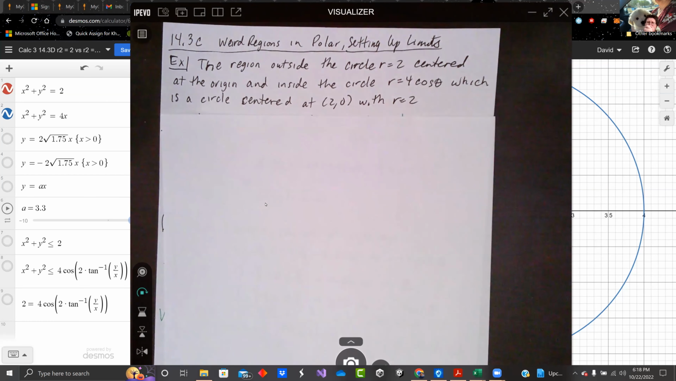This is 14.3, Calculus 3. We're working in polar coordinates for double integrals. Let's take a look at when we've got weird regions and how we set up those limits.